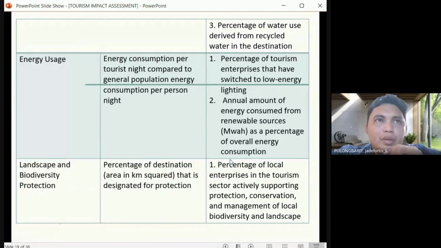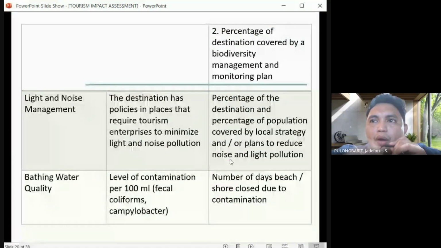And then the criteria based on landscape and biodiversity protection is to determine the percentage of the destination that is designated for protection. The optional one is the percentage of local enterprises in the tourism sector actively supporting protection, conservation, and management of local biodiversity and landscape. Another optional here is the percentage of the destination covered by a biodiversity management and monitoring plan.